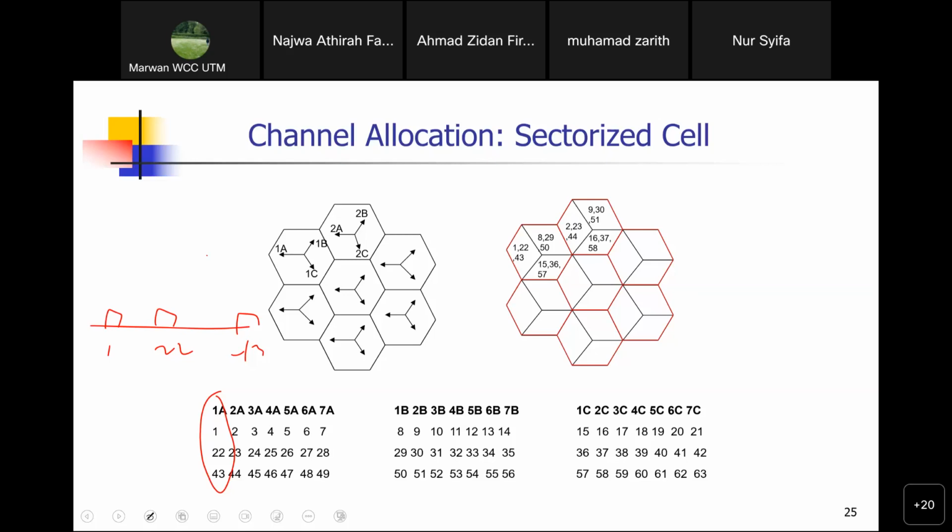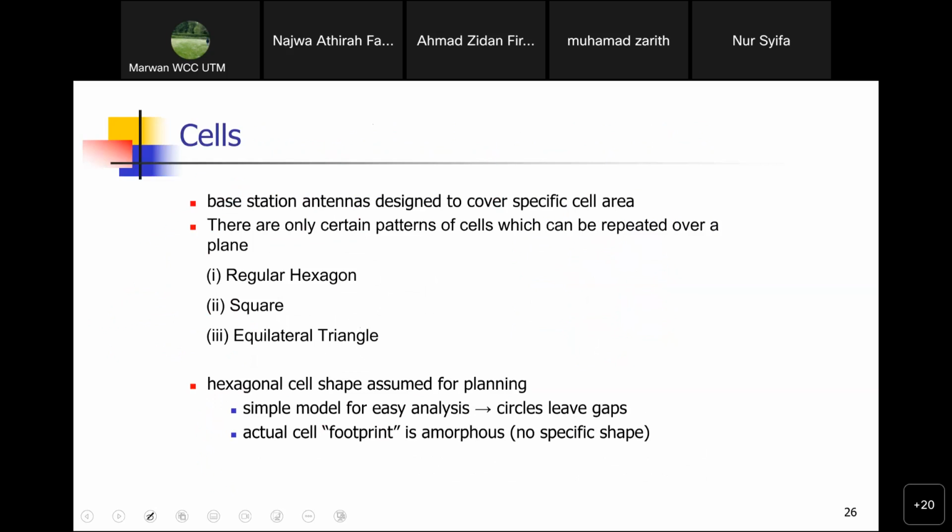So how to deal with it? You have to put a guard band. In our cellular network, a guard band can be easily introduced by allocating the frequency using this algorithm. So you have to make sure that the adjacent channel is not going to be available in the same cell.